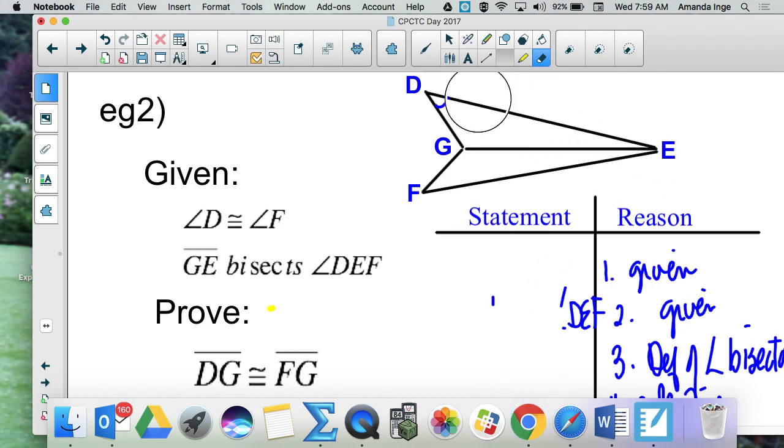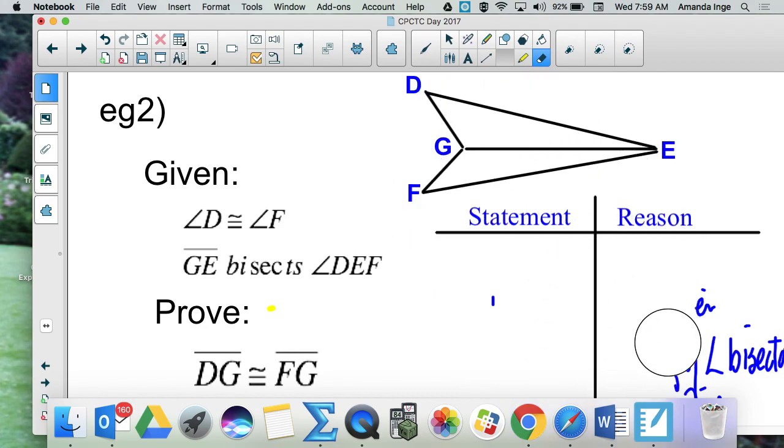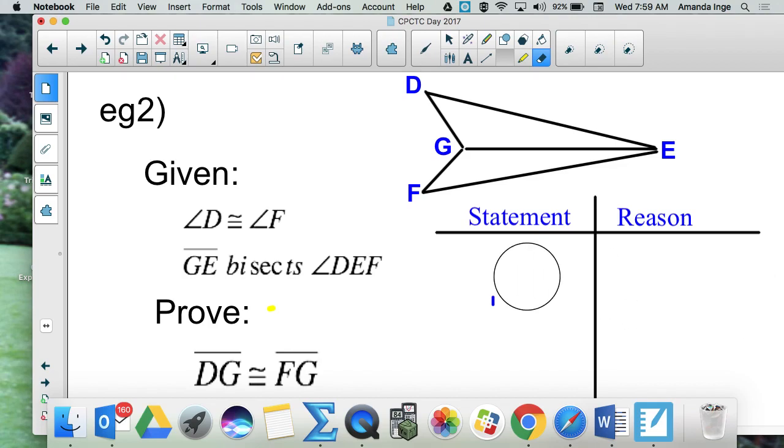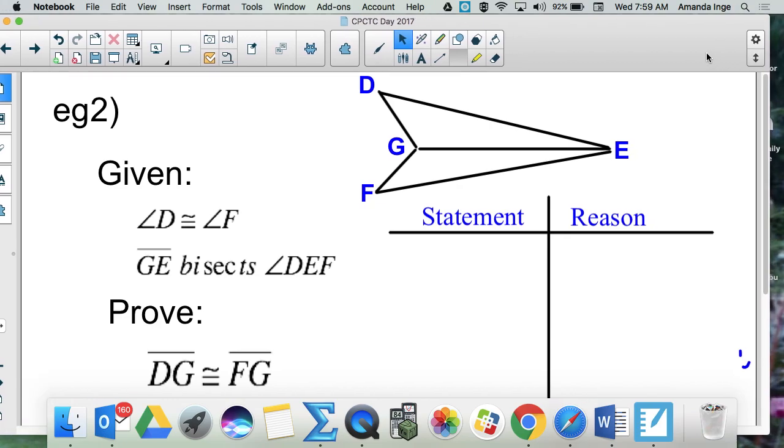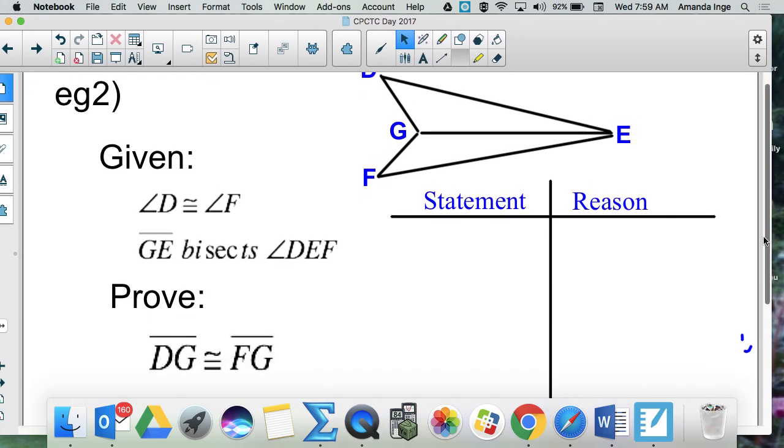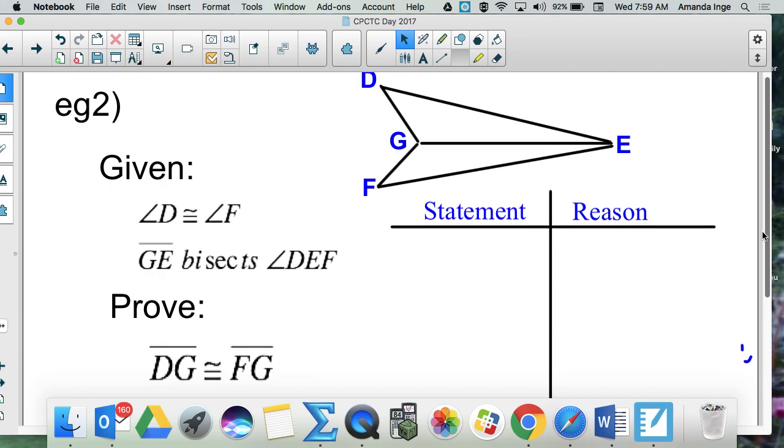So ask yourself, what are you trying to prove? Are you trying to prove the triangles are congruent? Or are you trying to prove the parts are congruent? So on this picture, I have triangle DGE and triangle FGE.